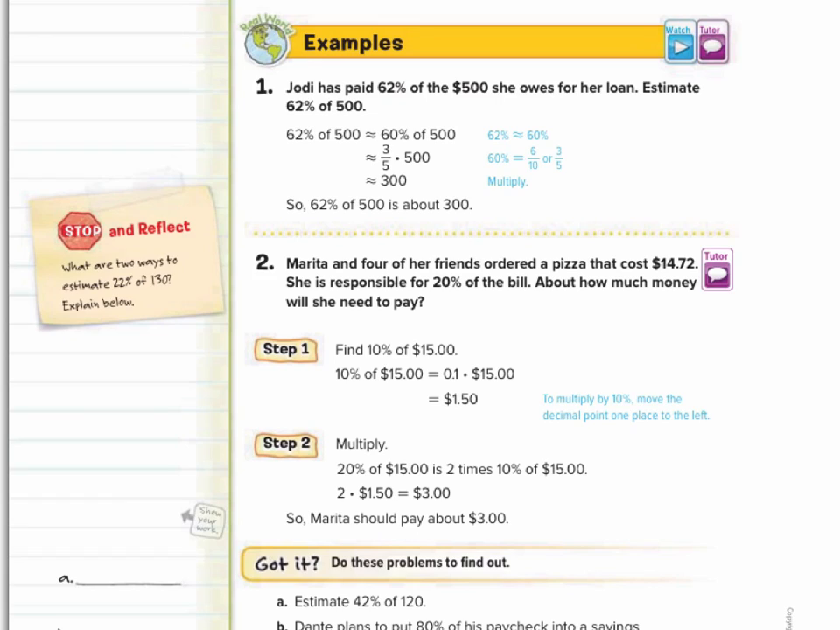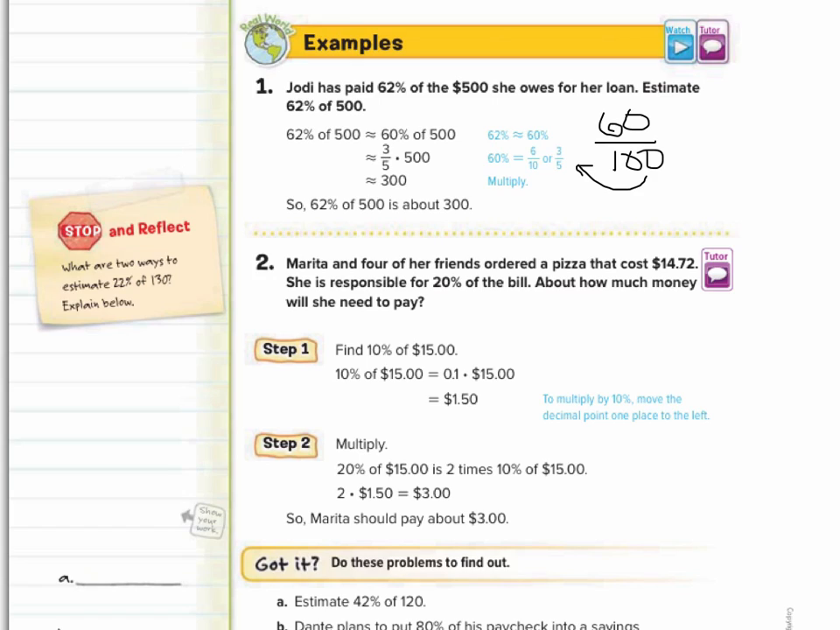They use fractions in this example. So we're going to estimate 62% as 60%. Now, 60% is 6 over 10, or even if you needed to, 60 over 100. Either way, you can simplify this all the way down to 3/5. And if you take 3/5 times 500, you'll get about 300. So 62% of 500 is about 300.